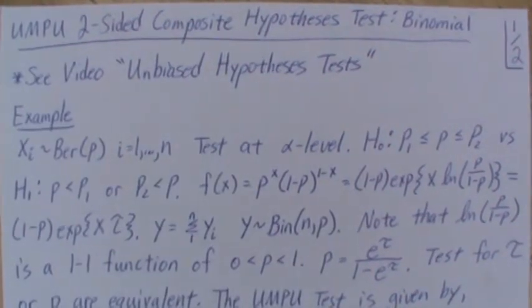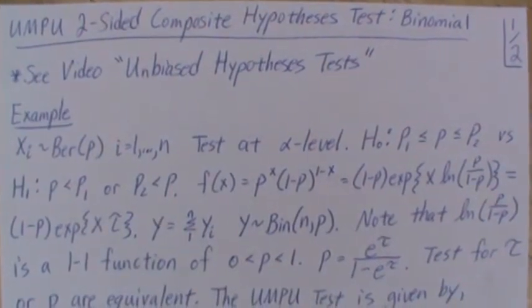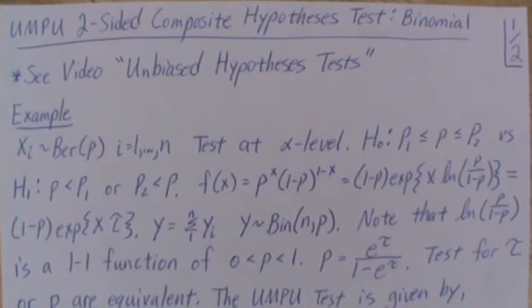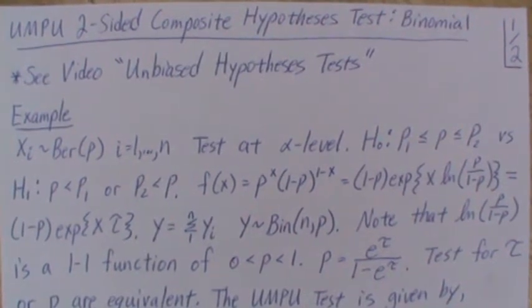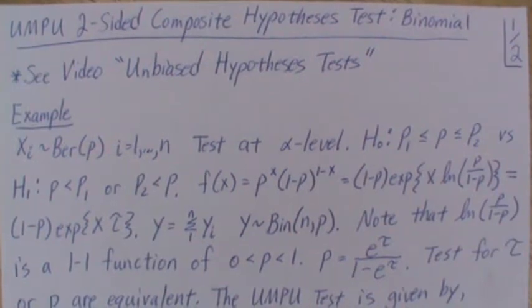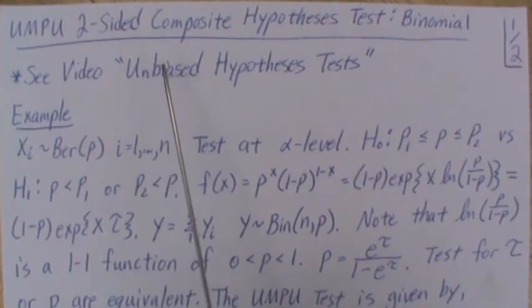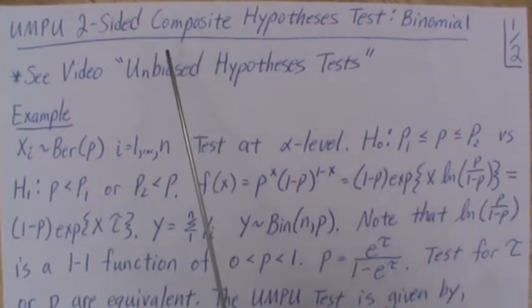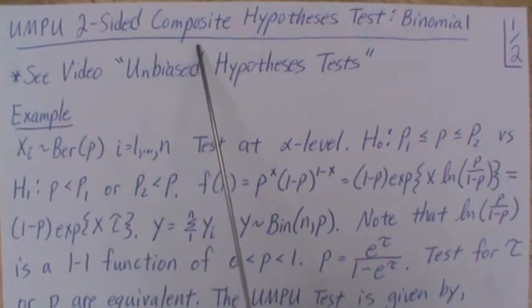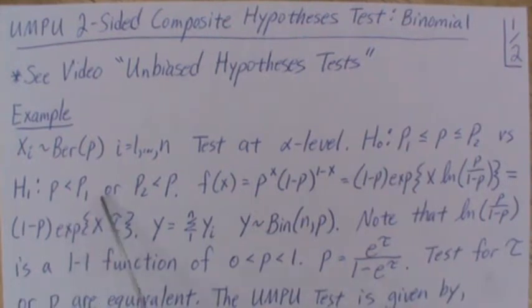Hello, this is the next video in a playlist that I'm calling hypothesis testing, and here we're in the unbiased hypothesis testing phase of that playlist. Now in previous videos we've looked at uniformly most powerful unbiased two-sided simple versus composite hypotheses, and this little playlist we're doing is in the composite versus composite hypothesis testing. And so we're going to be in the binomial setting.